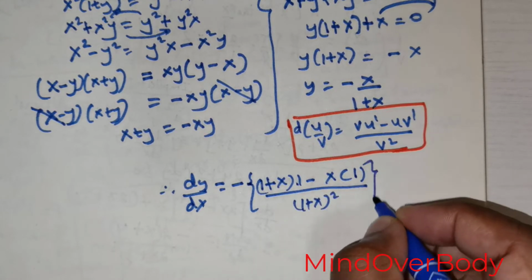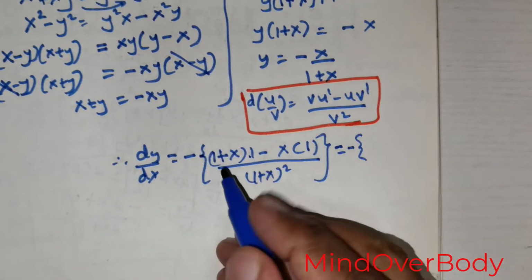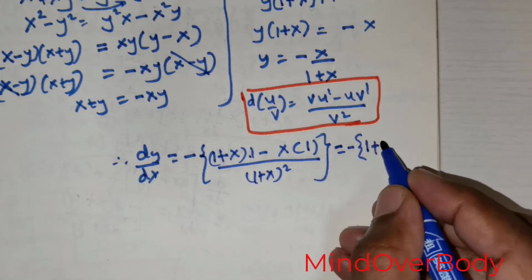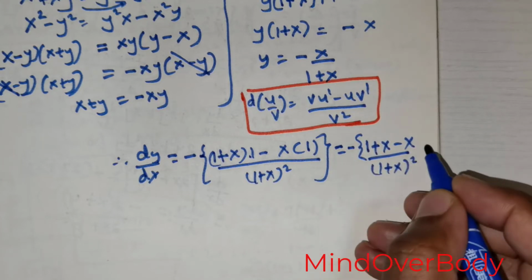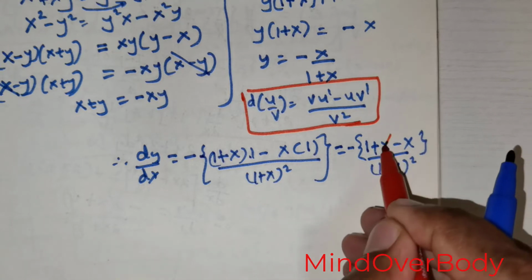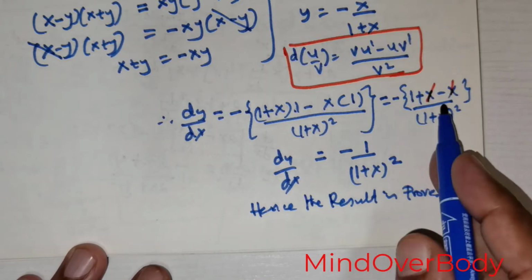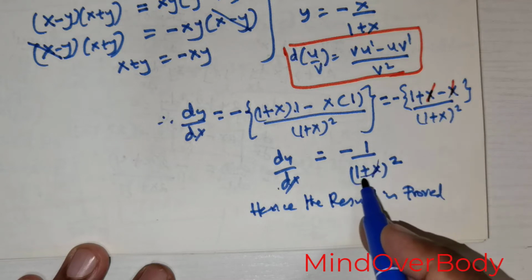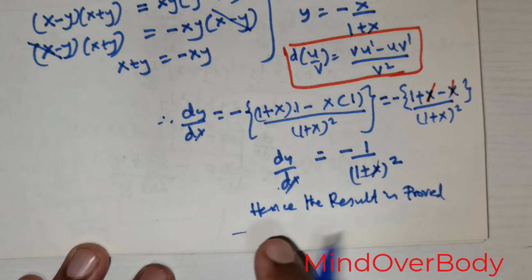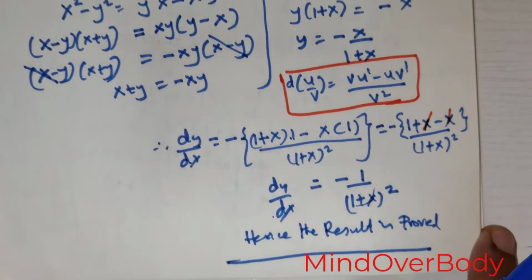Now this is going to be equal to negative of (1 + x - x) divided by (1 + x) raised to the power of 2. So clearly + x - x gets cancelled, and when we cancel it off, we get dy/dx is equal to negative 1 over (1 + x) raised to the power of 2, which would convey the result. Hence the result is proved.